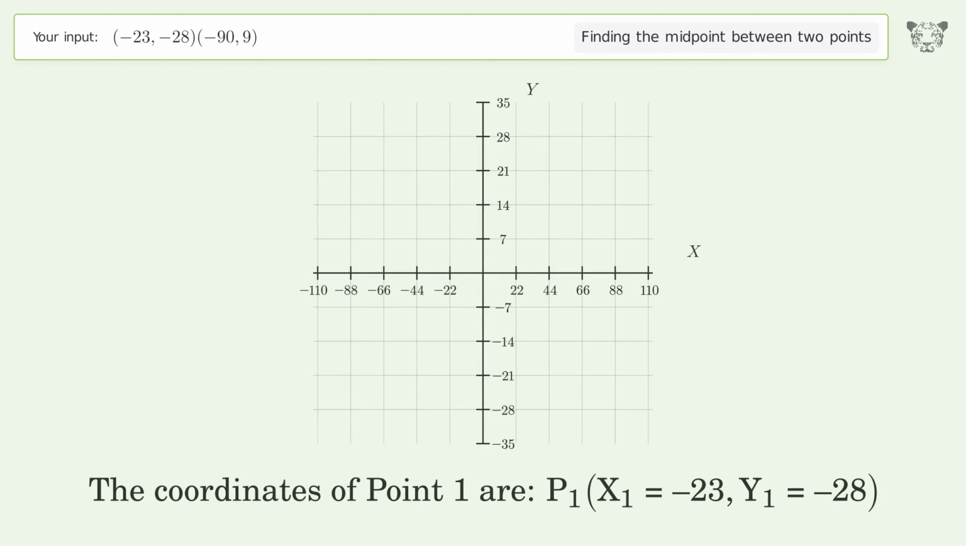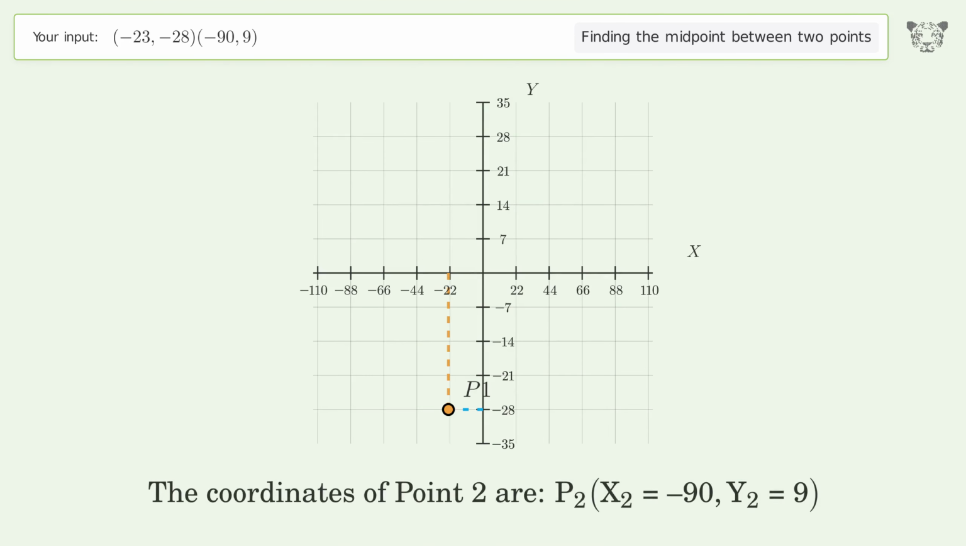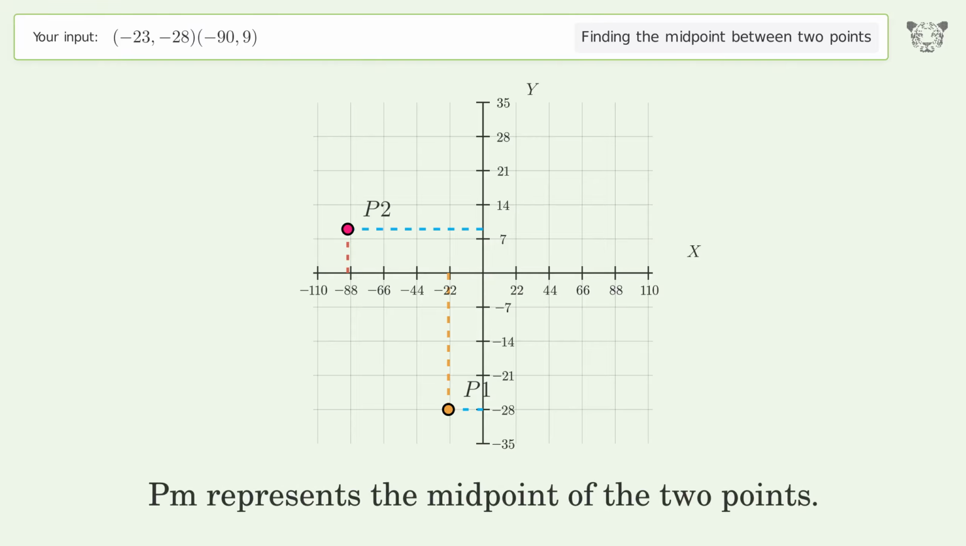The coordinates of point 1 are, x1 equals negative 23, y1 equals negative 28. The coordinates of point 2 are, x2 equals negative 90, y2 equals 9. PM represents the midpoint of the 2 points.